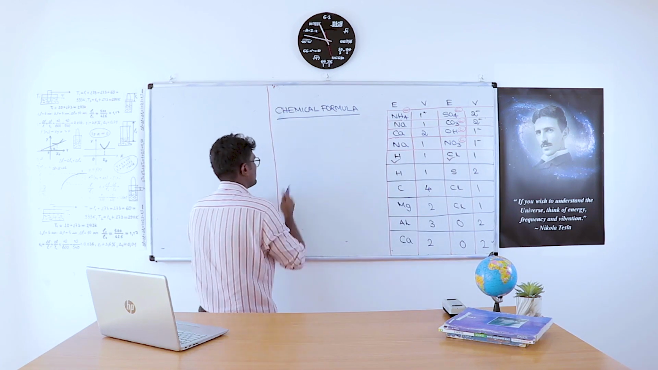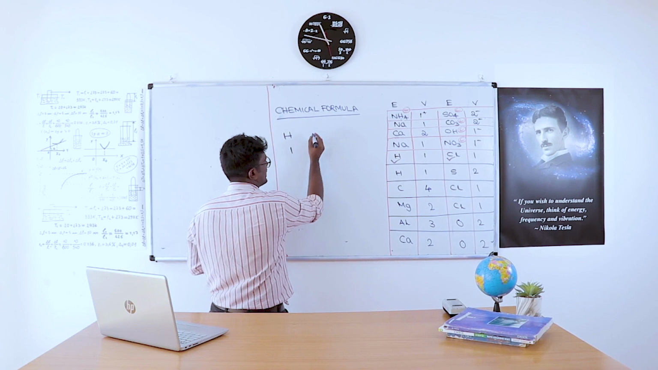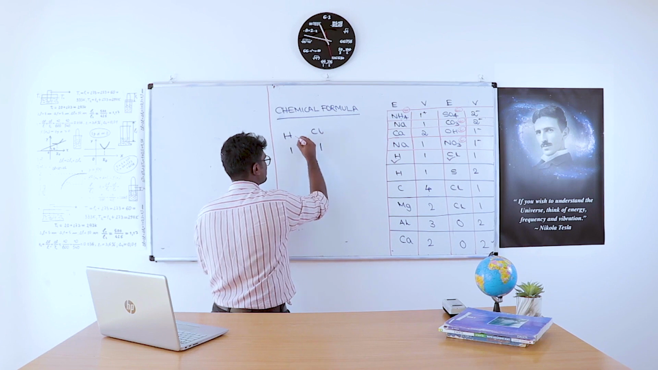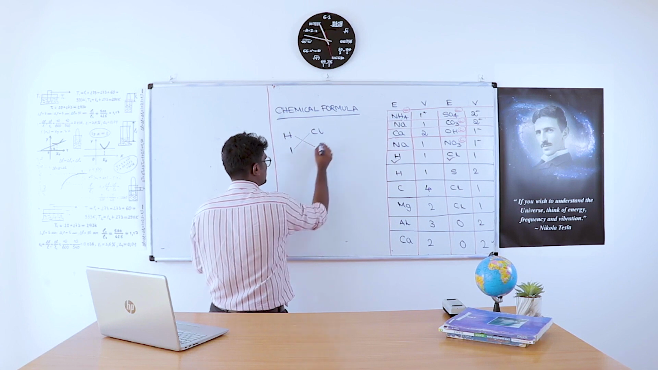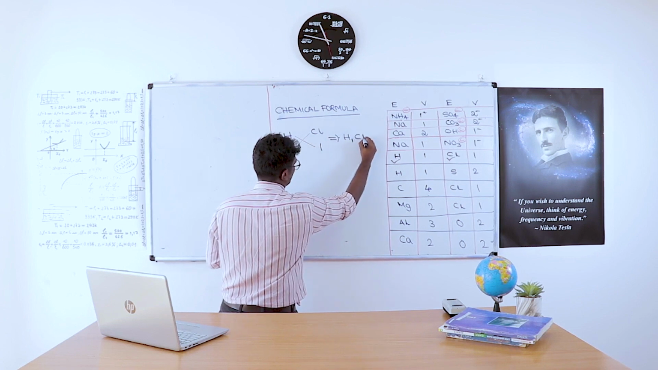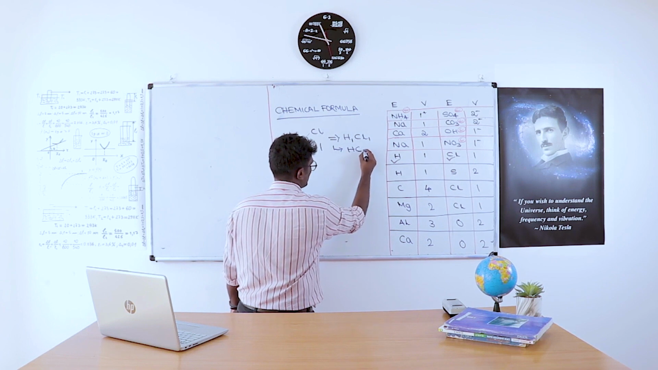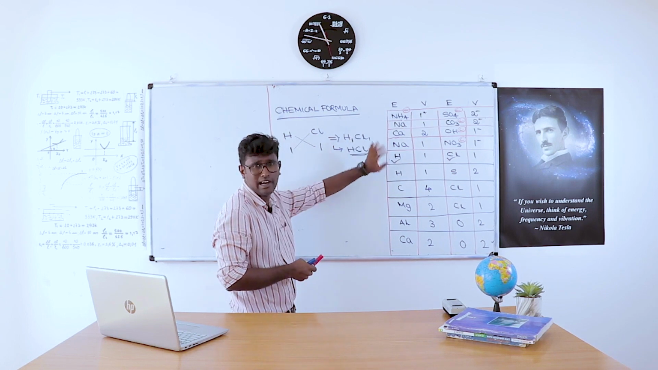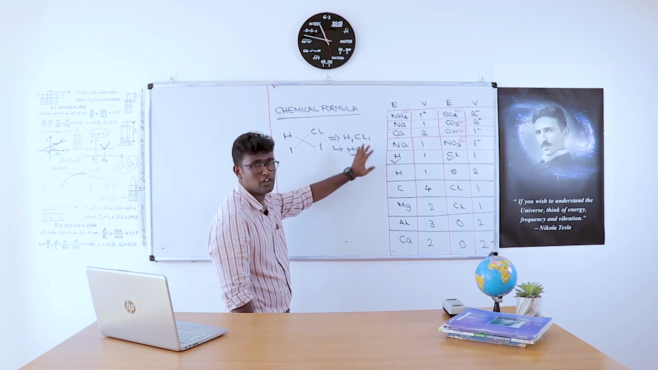Hydrogen, we write H. The valency of hydrogen is 1. What about chlorine? The chlorine valency is 1. Then we have to interchange the valencies. So the result is H1Cl1, which can be written as HCl, because here is one, here is one. If the common factor is in the subscripts, we don't write that subscript. So the product is HCl, that is hydrogen chloride or hydrochloric acid.